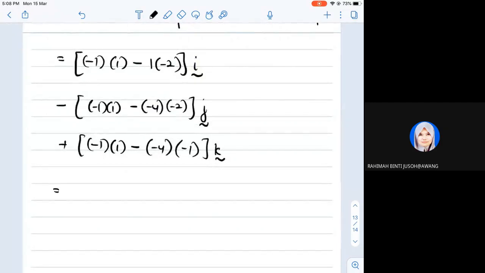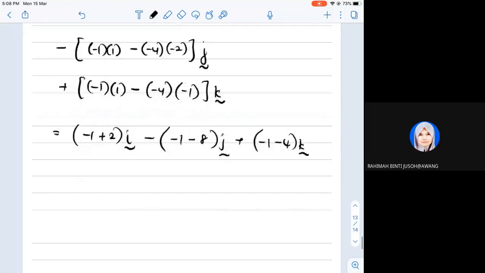So kita akan ada, jom kita selesaikan. Negative 1 minus minus plus 2i minus negative 1 minus 8 J plus negative 1 minus 4k. So kita akan ada apa ni? I minus 9 becomes plus 9j minus 5k. Macam tu. Okay, question number 7.